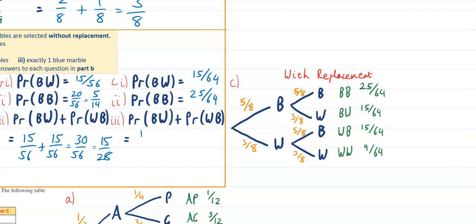BW, 15 over 64, and WB, another 15 over 64. So 30 over 64, which of course is 15 over 32. And that is all we can do.